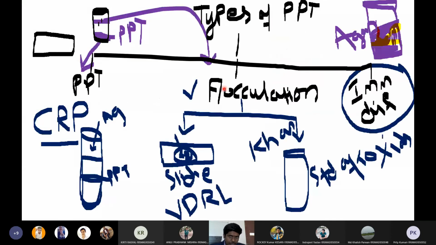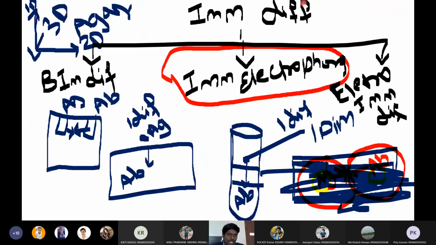We have precipitation test, flocculation test, and immunodiffusion test. Flocculation tests are two types: slide flocculation test and tube flocculation test or Kahn's test. Then we discussed immunodiffusion test. Immunodiffusion tests are of three types: basic immunodiffusion test, immunoelectrophoresis.